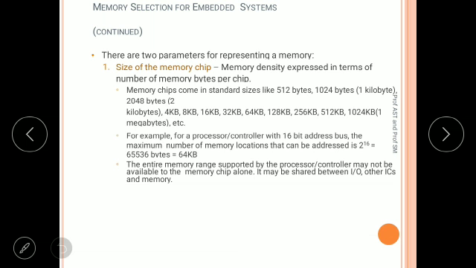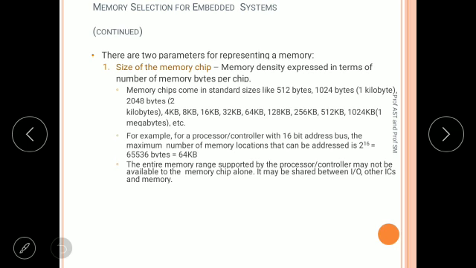Now in this case, for example, a processor or controller with a 16-bit address bus, the maximum number of memory locations that it can address is 2 raised to 16, that is 65,536 bytes, or nothing but 64 kilobytes of memory. The entire memory range supported by the processor or controller may not be available to the memory chip alone. It may be shared between IO and other ICs and other memory devices. So you cannot dedicate all the 16 bits completely for memory only.